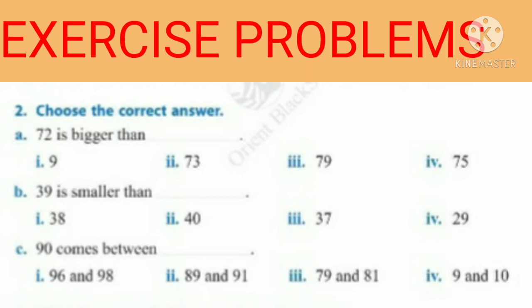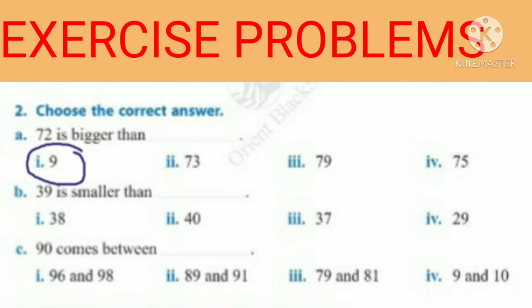The first one, choose the correct answer. Here you can see three problems. Let us solve these problems. The first one, 72 is bigger than dash. Here you can see four numbers 9, 73, 79 and 75. Here we have to find out a number which is smaller than 72 because the question is 72 is bigger than dash. Tell me children, which number is smaller than 72? Yes, 9. So we can say that 72 is bigger than 9.